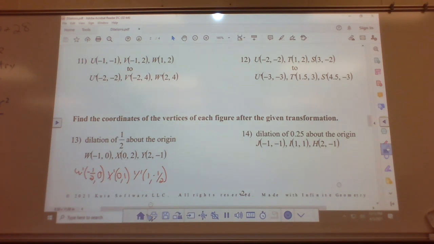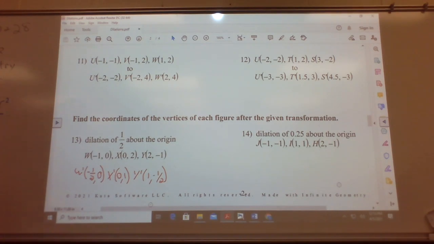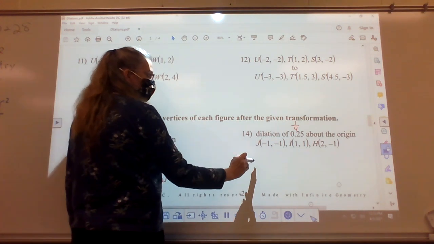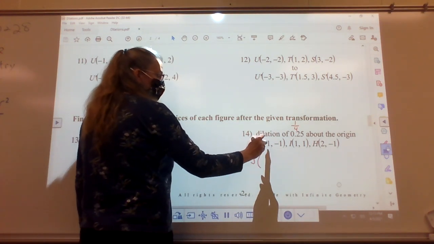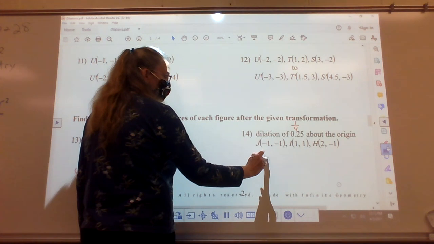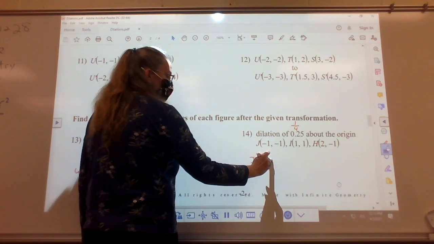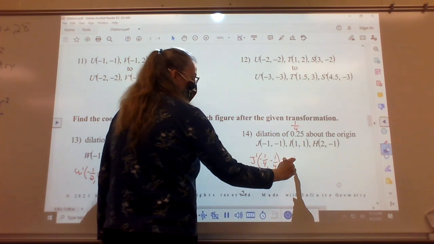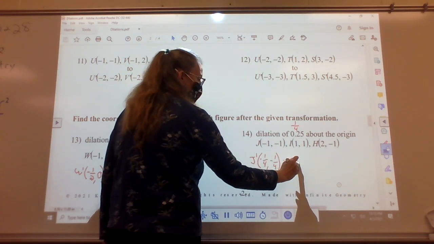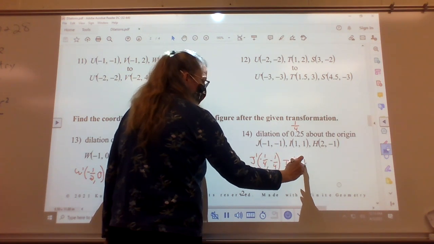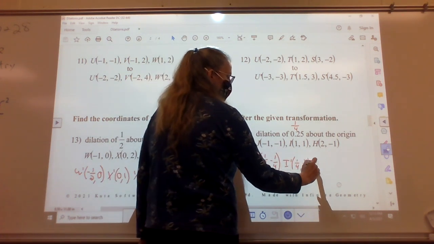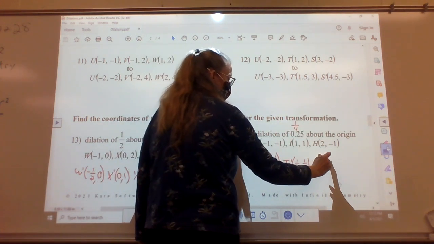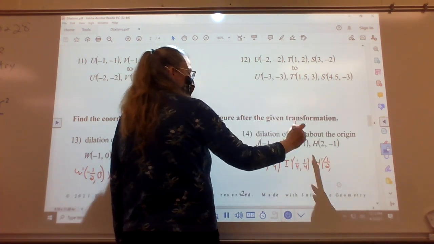14 is multiplying everything by 0.25 or 1/4. I think it's a little bit easier as a fourth. So multiply everything by a fourth. So negative 1 times a fourth is negative a fourth. Negative 1 times a fourth is negative a fourth. 1 times a fourth is a fourth. 1 times a fourth is a fourth. And then the new H. 2 times a fourth is a half. Negative 1 times a fourth is negative a fourth.